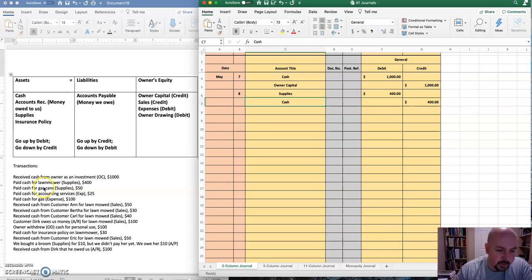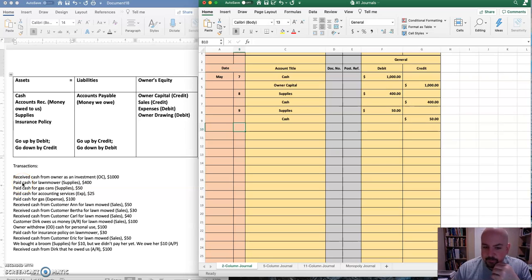This next one is very similar. We paid cash for gas cans. Let's just say we did that the next day. Gas cans is a supply, and we paid $50 for it. You see how this is kind of working here? Same basic deal. Paid the cash, cash goes down by a credit. Cash went up in this first transaction by a debit because we received cash.